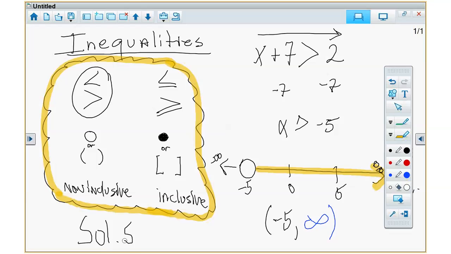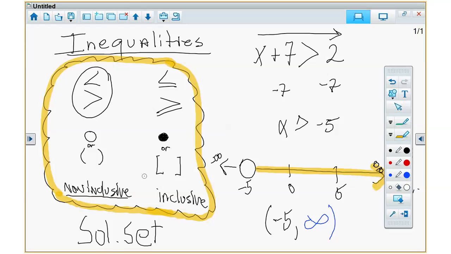Solution set. Now, what about -5? Well, let's plug in -5. -5 plus 7 is what? Is 2 greater than 2? No, it's not. So you cannot use -5 in this equation. It would be untrue. That's why it's called what?